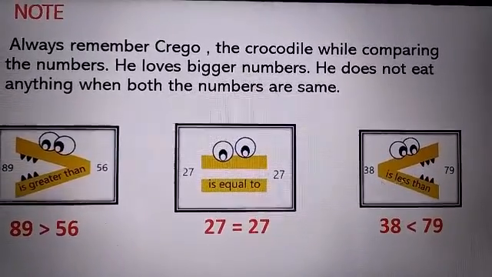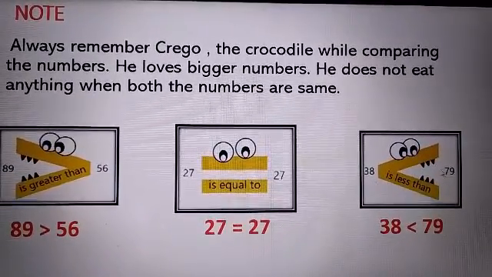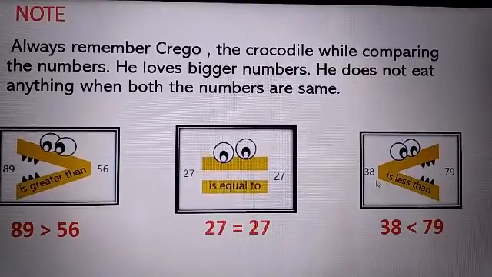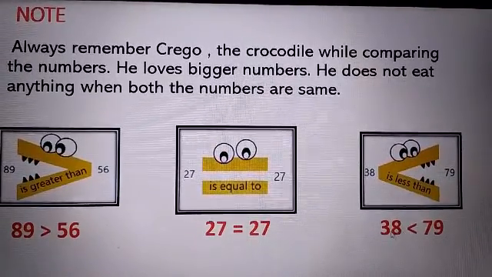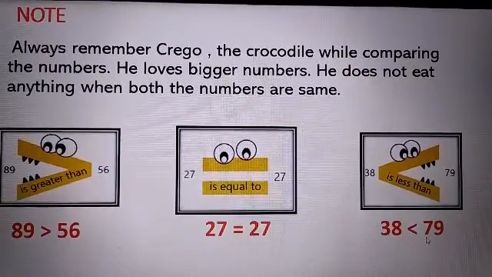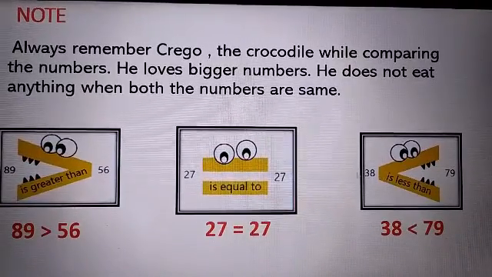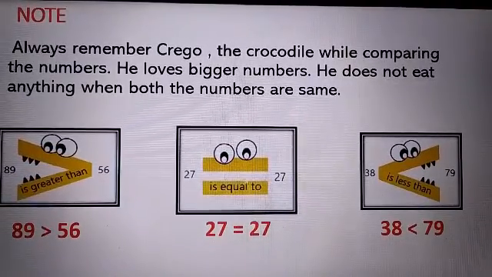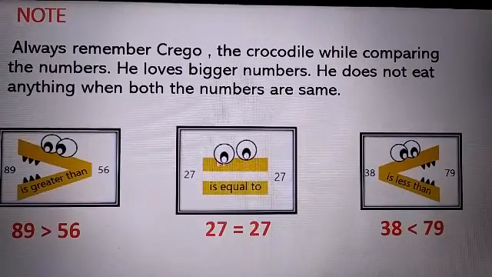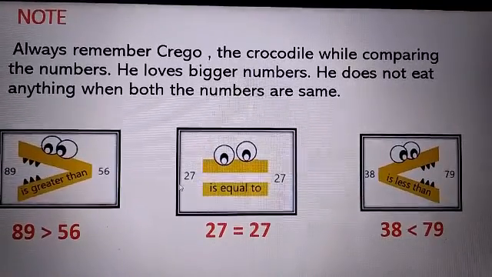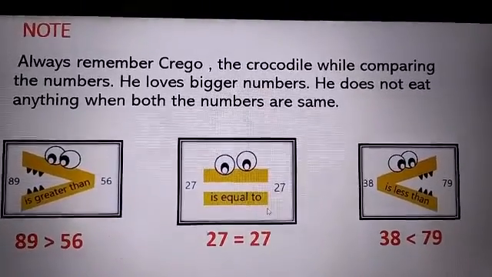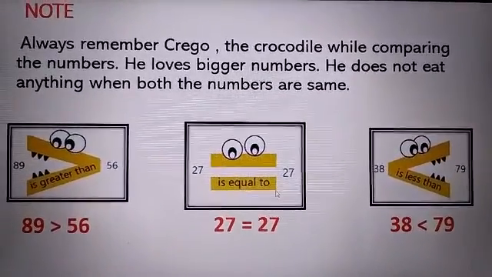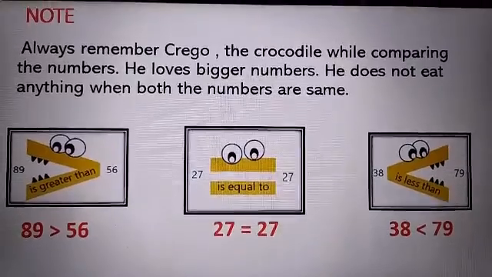And here to your right, see. Again, here is 79 and 38. This is the less than sign. Okay, that is 3 is less than 7. Now, when both the numbers are same, the crocodile does not eat anything. He does not like to eat it. That is 27 and 27. So, this is your equal to sign. Okay.